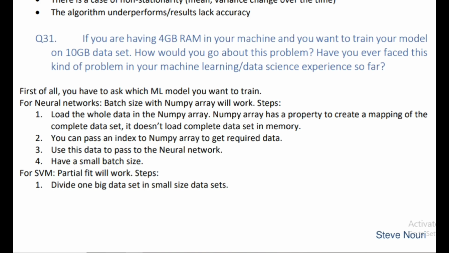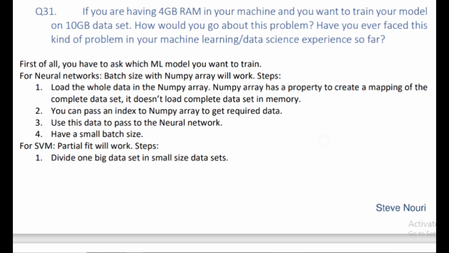Steps: 1. Load the whole data in a NumPy array. NumPy array has a property to create a mapping of the complete dataset. It does not load the complete dataset in memory. You can pass an index to the NumPy array to get the required data. Use this data to pass to the neural network. Have a small batch size.